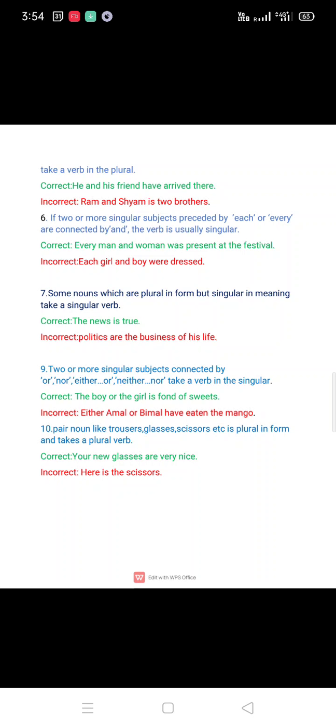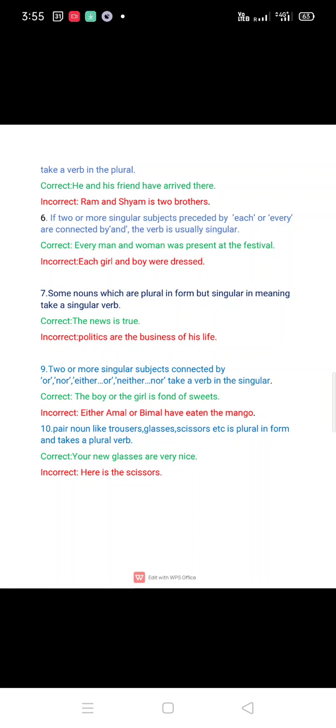verb must be singular, because these two singular subjects are preceded by each or every. Here every, right? Every man and every woman, or every man and woman was present at the festival, not were. Though there are two singular subjects, as each or every is used here, the verb must be singular, not plural.